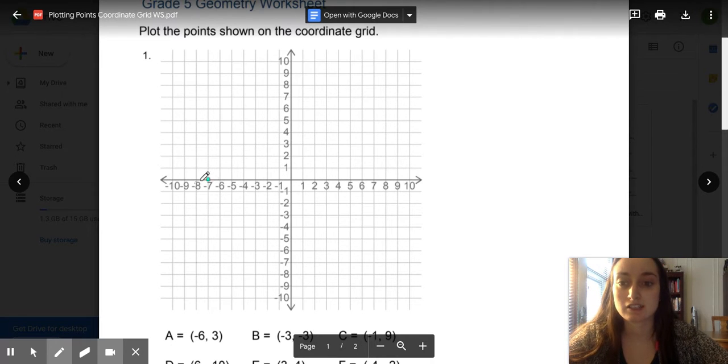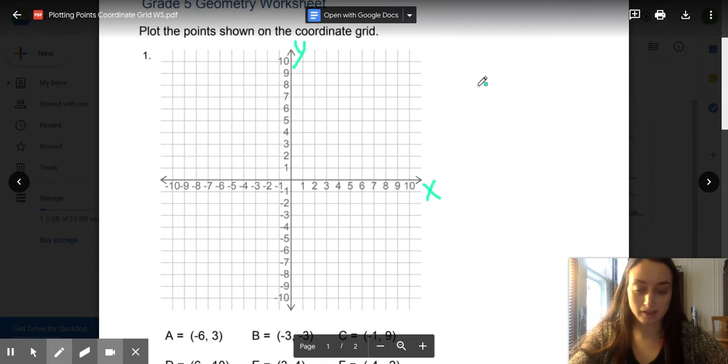our x-axis, which is horizontal, right? It goes left and right. I'm going to write an X next to it so we can remember. And we know we have a y-axis, which goes up and down, this one over here. I'm going to label that one with Y.